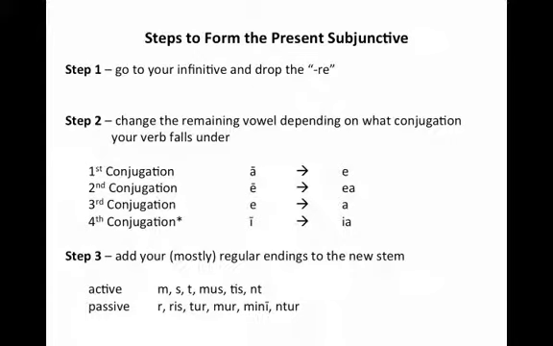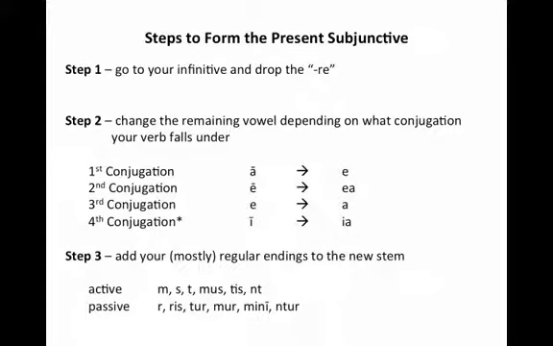The first step, as always with any present tense, is you go to your infinitive and you drop off the RE. Once that's done, you're left with a vowel. For the first conjugation, you're left with an A, second conjugation a long E, third conjugation a short E, fourth conjugation an I. And we're going to change this vowel depending on what conjugation it is.